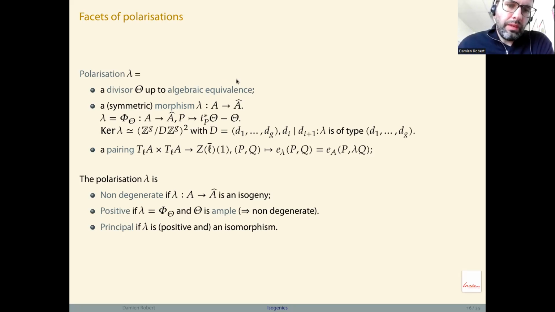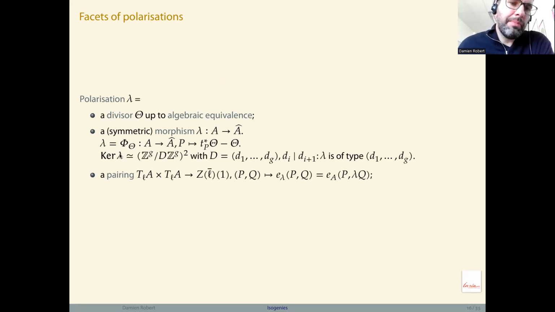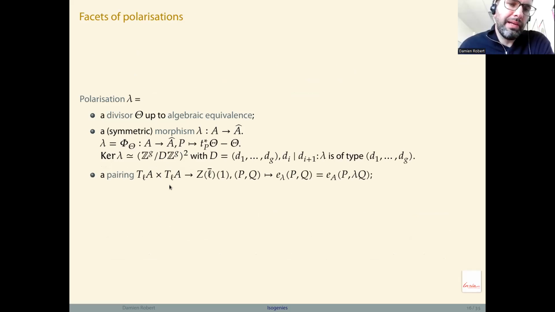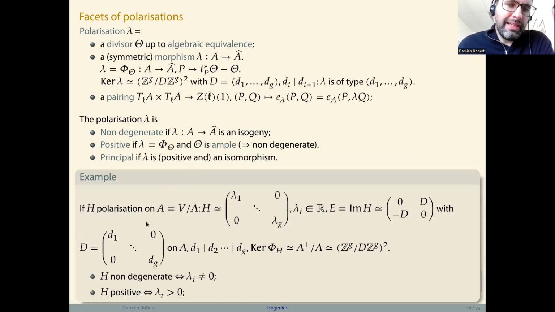As an example, the pairing corresponds to the symplectic form in the complex case. In the complex case, the algebraic version of the symplectic form is the pairing. In particular, in the complex setting, we have a polarization which can be given by a diagonal form, and the symplectic form is always of the form (0, D; -D, 0), with D equal to (d1, d2, ..., dg). The kernel of phi H is isomorphic to (Z/DZ)^2g. And the conditions are as follows. H is non-degenerate means that all eigenvalues are different from 0. And H is positive if all eigenvalues are strictly positive.